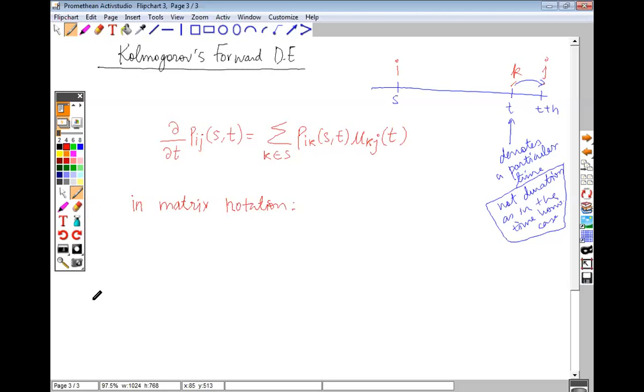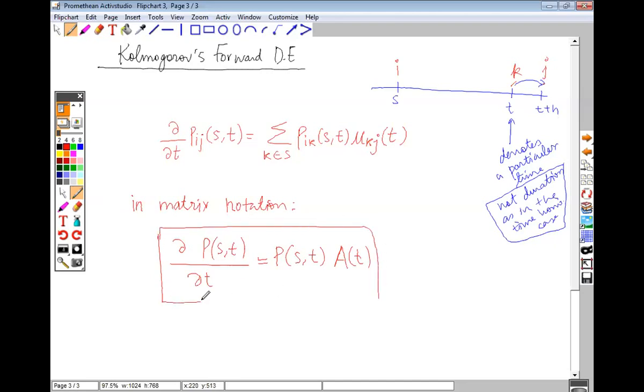P in bracket S comma T and A in bracket T. Yeah, right. So remember, what we have here is partial differentiation of the probability with respect to T. And this is equal to what? We cannot forget this P as well. So here I'll have P S comma T times the generator matrix. And again, what matters is just the time when I make the transition. So this is how you will have your Kolmogorov's forward differential equation for the time inhomogeneous case.